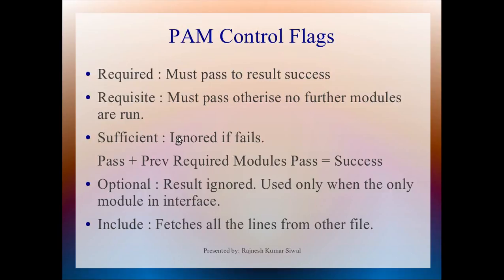Sufficient. It makes sure that in case the previous required modules have all succeeded, it's good. All other previous requisite modules have passed, this is fine. So in case it reaches the sufficient section and this module passes, it means this section, the auth section, has passed. The output will be passed and this authentication module will result in success and no further modules in the authentication phase will be checked.